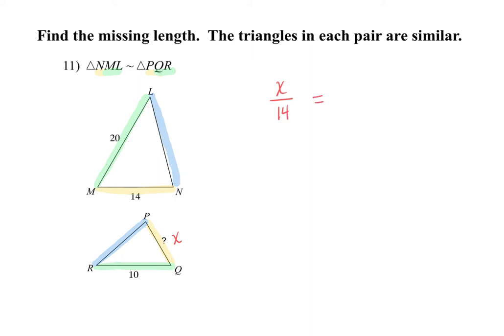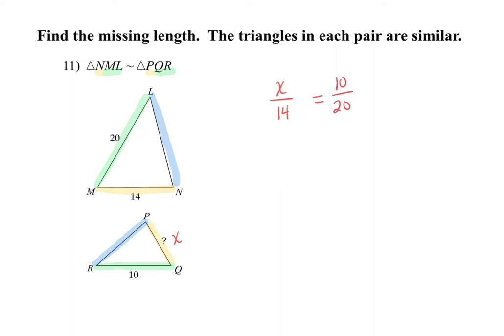And then I need to use one more set of sides, but I have to have both numbers. All right, so I have to have both numbers to do that. And so I am going to use the sides RQ and ML, these two. All right. And so if I put the X on top, I need to make sure I put the 10 on top because it came from the same triangle. So that equals 10 on top here over the 20 on bottom.